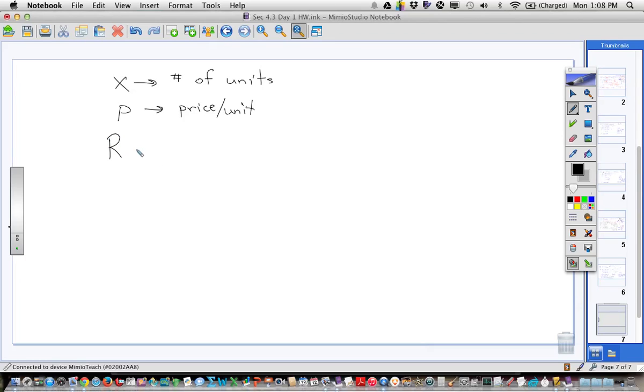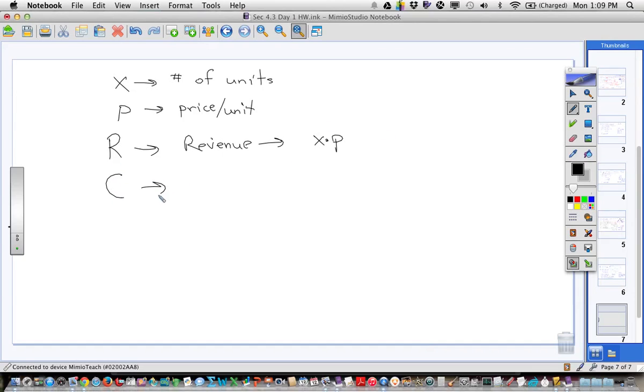Revenue, capital R, is the money you bring in. Typically, that's X times p. And in all the problems we do, keep it simple: the number of units we produce is also the number of units we sell. So we're always going to sell everything we make. We'll just make that assumption most of the time. So the number of units times what we get for each one, that's our revenue. That's how much money we bring in.